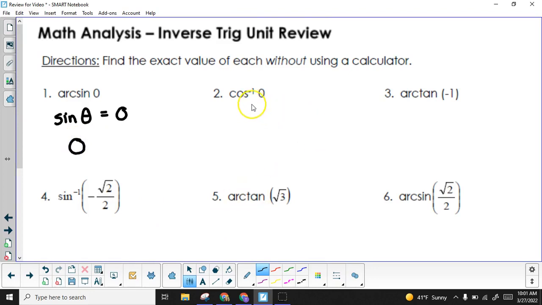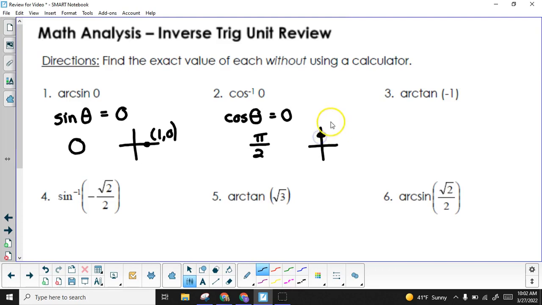For inverse cosine of 0, it's saying the cosine of what angle is 0. And so that's asking us about the x value. What angle has an x value of 0? And that, of course, is pi over 2. And just going back to these for a moment, for the arc sine of 0, yes, we're talking about the angle that's right here, because these coordinates 1, 0 would have a sine or y value of 0. And for this, the x value of 0 would be up here at 0, 1 on our unit circle.